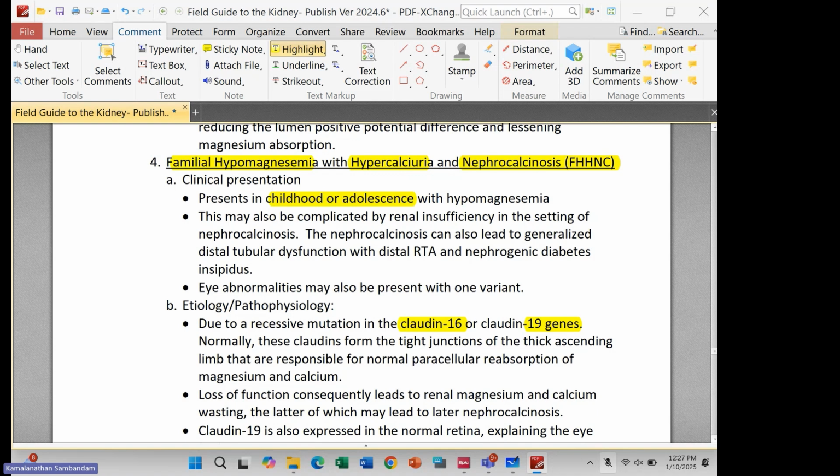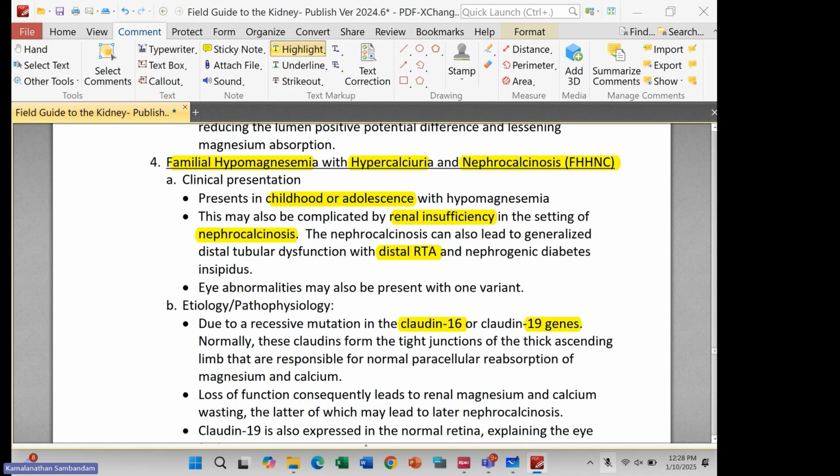And so this can present certainly in childhood, okay? These individuals can develop progressive renal insufficiency as a result of the nephrocalcinosis. And then nephrocalcinosis itself can start to cause additional transport defects. So often when you have nephrocalcinosis, that's a scenario in which you have a classic story of chicken versus egg, right?